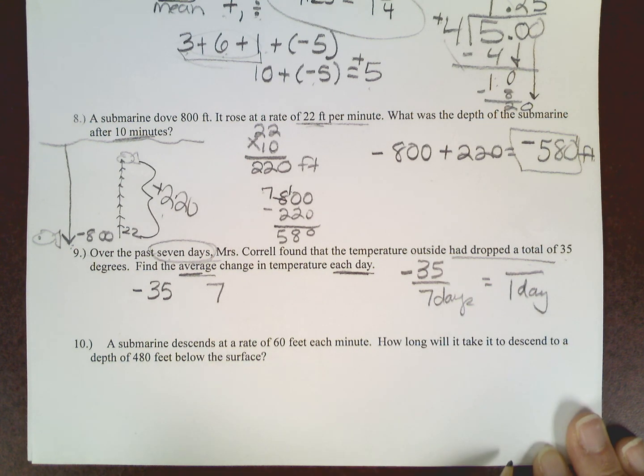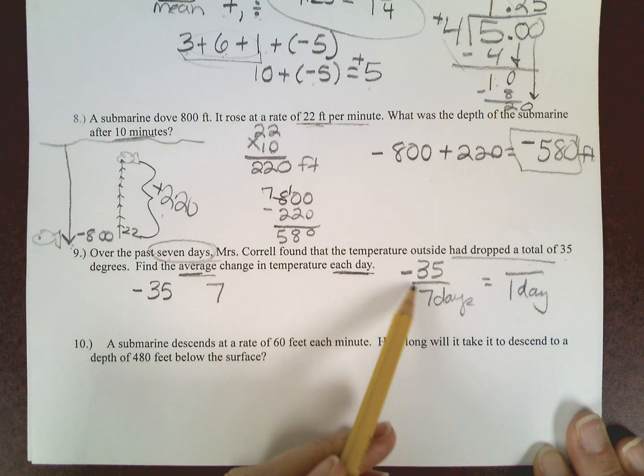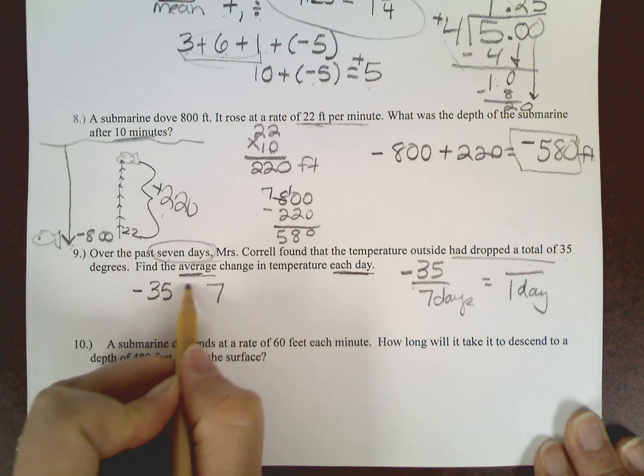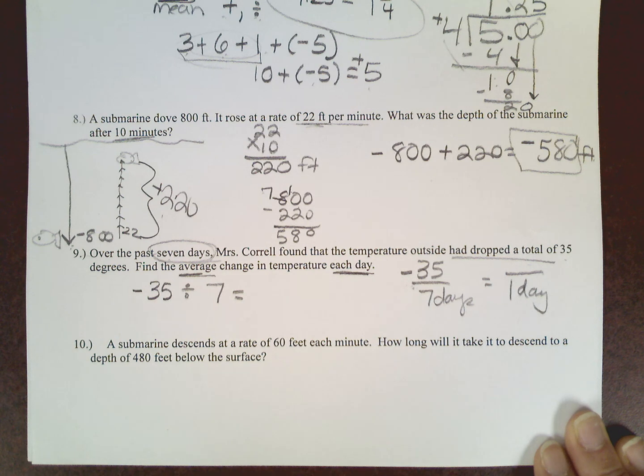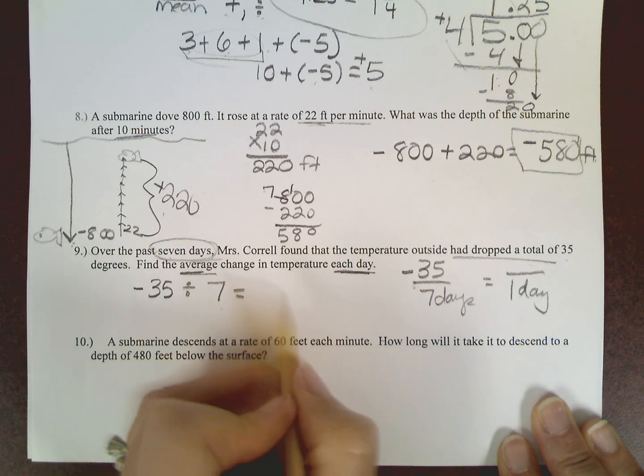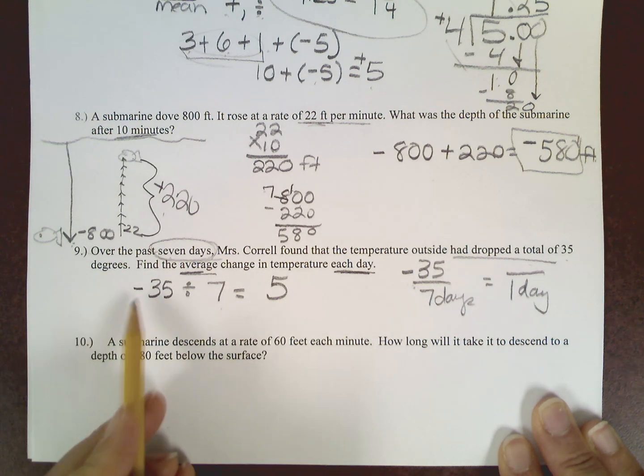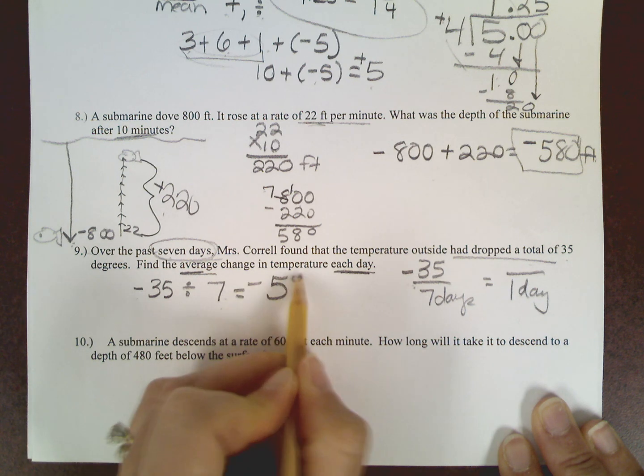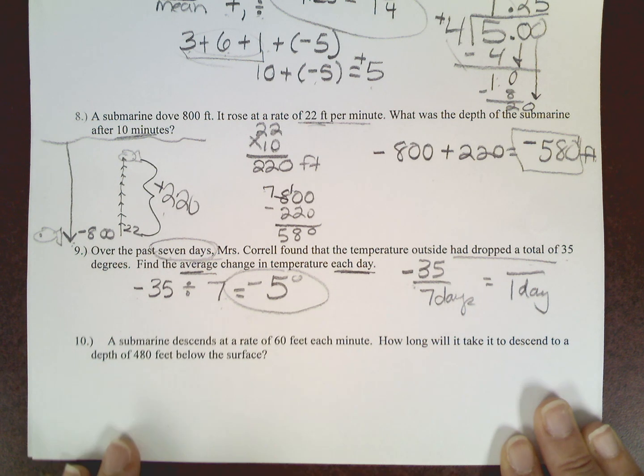So what do we have to do to those two numbers? Well, some of you might be saying, hey, Mrs. Corell, you wrote this as a fraction. Fraction means to divide. So if you already knew that, awesome job. 7 goes into 35 5 times, and I'm dividing different signs, so negative 5 degrees.